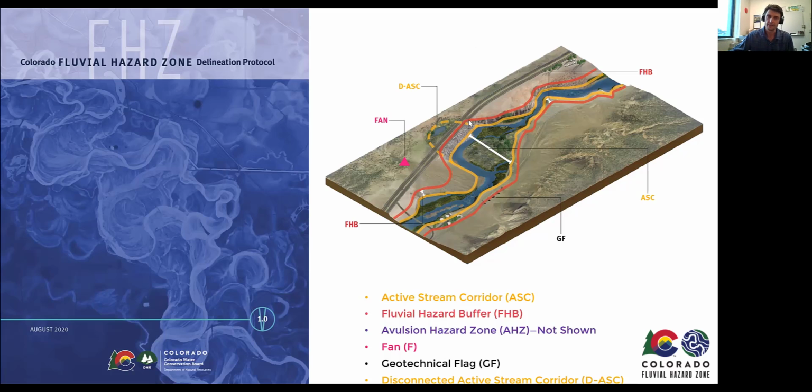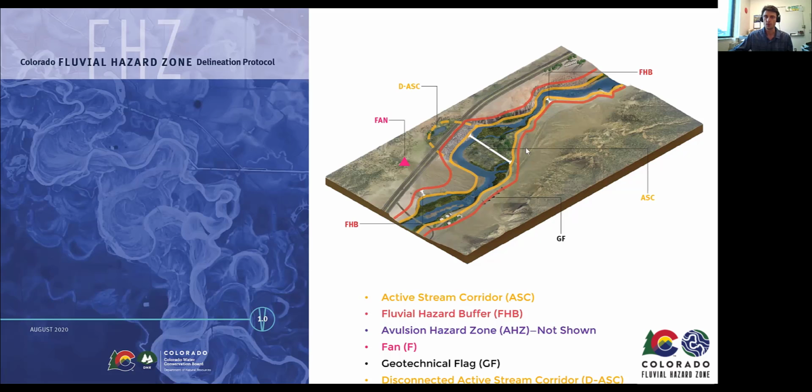And it's bounded by the valley margins, like the toes of terraces, hill slopes, as well as fans that might confine that valley margin. We then have the fluvial hazard buffer, and that is the buffer that extends beyond the active stream corridor into hill slopes, into terraces. And the reason why we delineate this is because we might have a structure or infrastructure that is thought to be high and dry, but it's in an erodible margin.